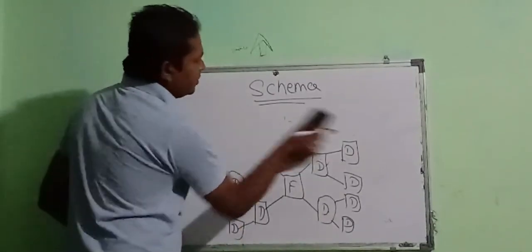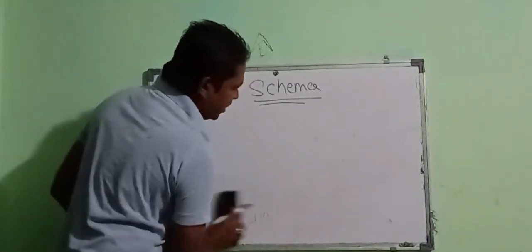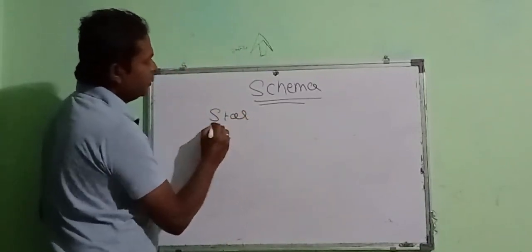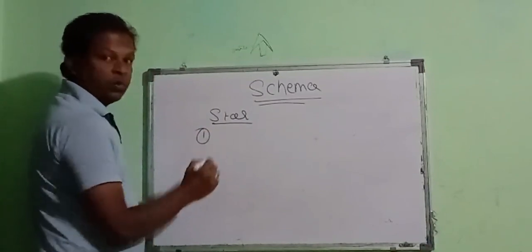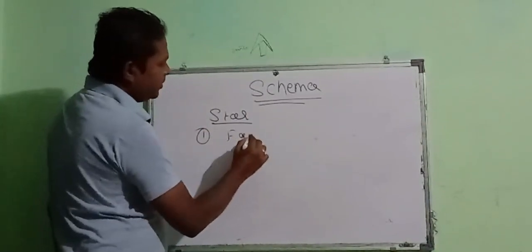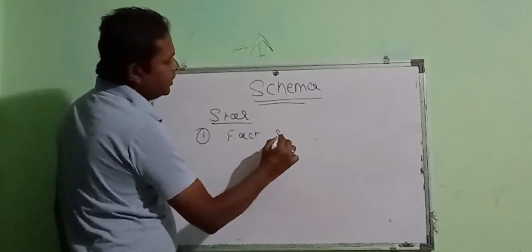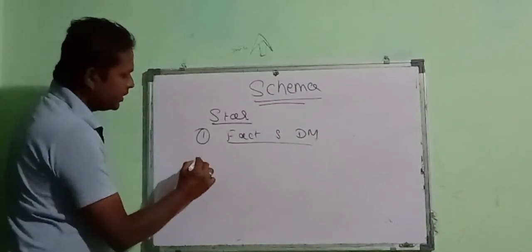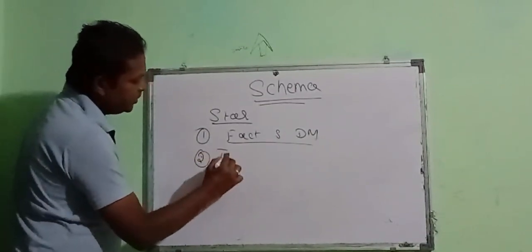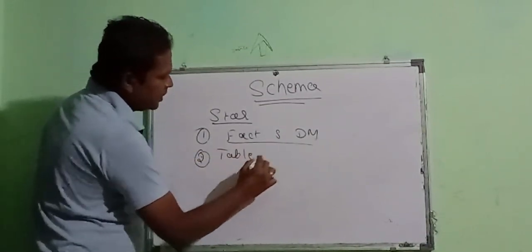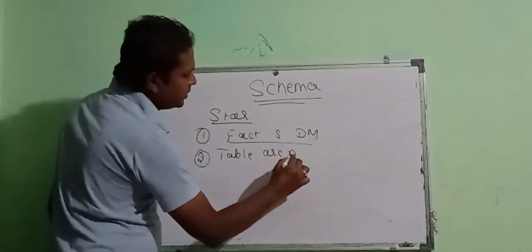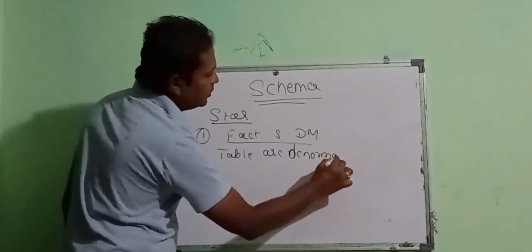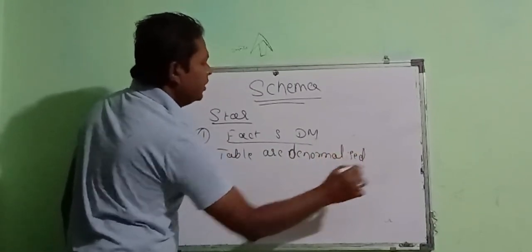So I can write some key points about star schema and snowflake schema. First, the star schema. What are the key points? The first point is a centrally located fact table surrounded by dimension tables. The second point is that the tables are denormalized.